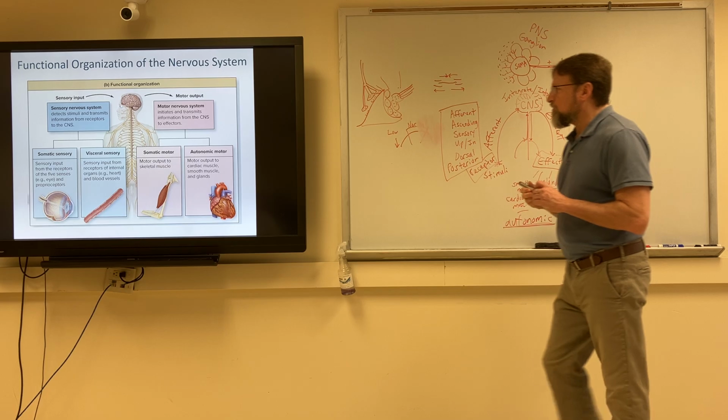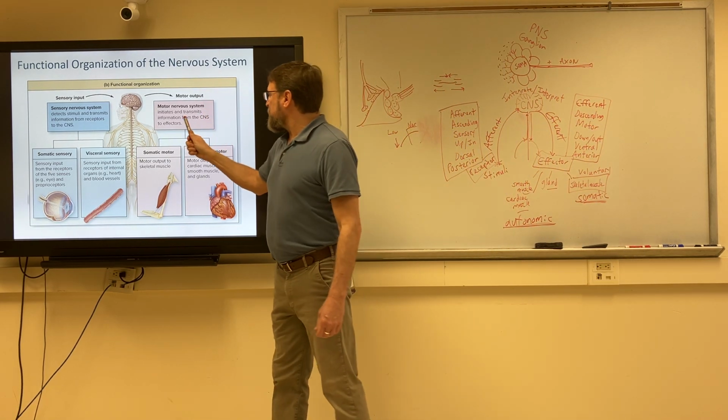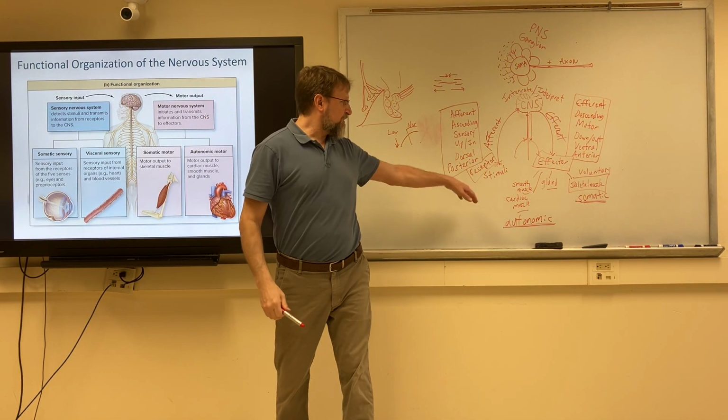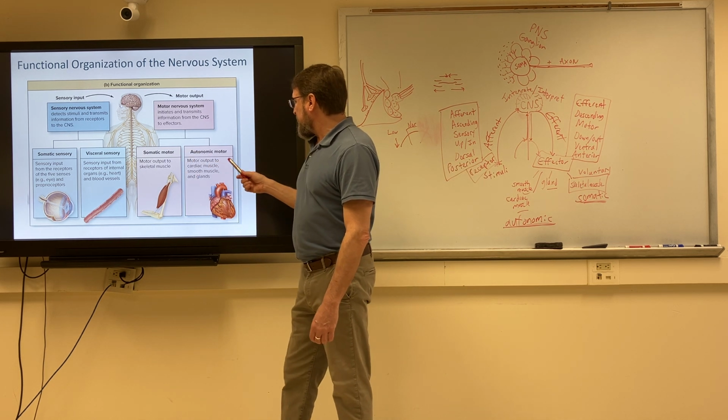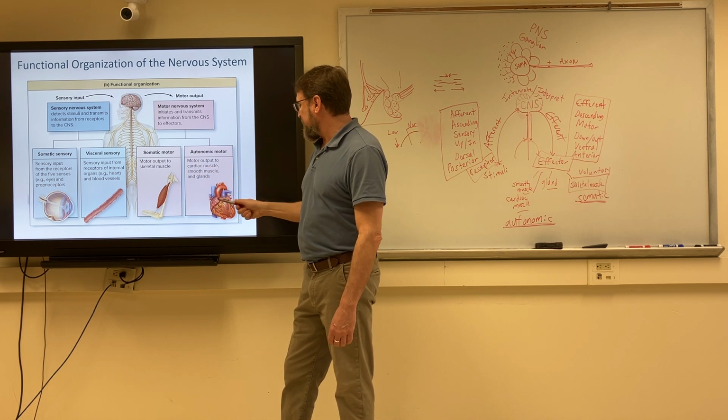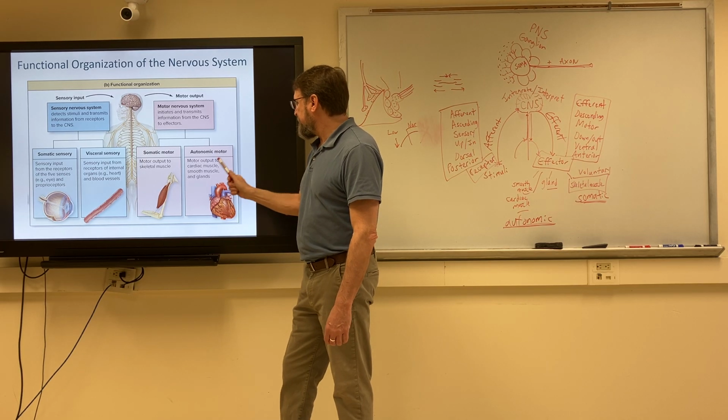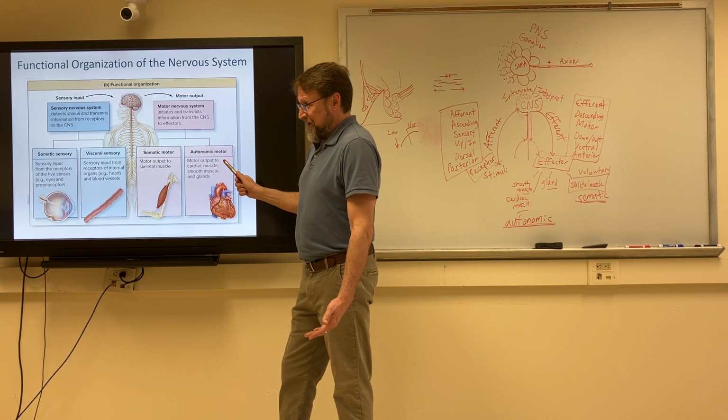So on the output, you'll notice that as I send messages out to the effectors, which are smooth muscle, cardiac muscle, glands, or skeletal muscle, three of them are autonomic. Cardiac muscle, smooth muscle, and glands. I don't have any say over that. Well, you do, in a roundabout way.